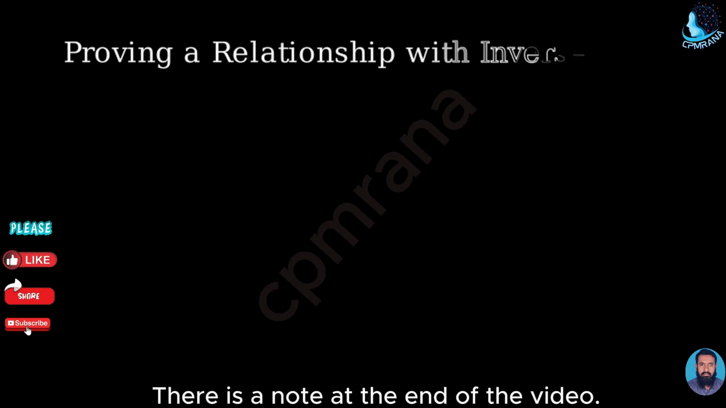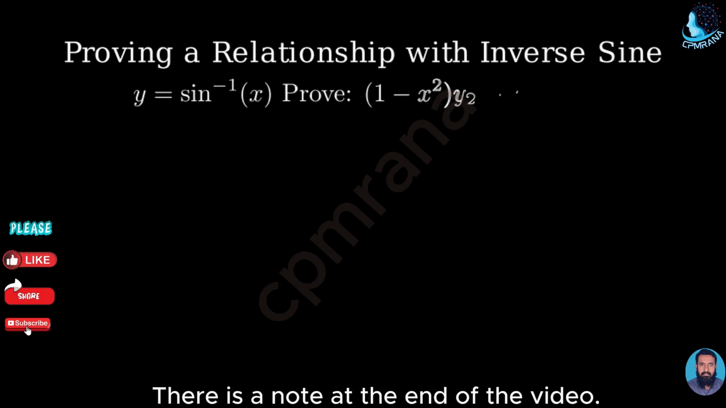Welcome! Today we'll prove an interesting relationship involving the inverse sine function and its derivatives. Given y equals inverse sine of x, we need to prove that (1 minus x squared) times y2 minus x times y1 equals 0. Let's solve this step by step.